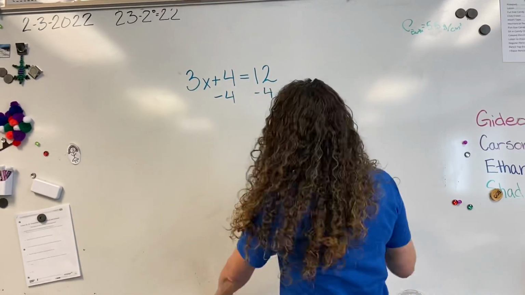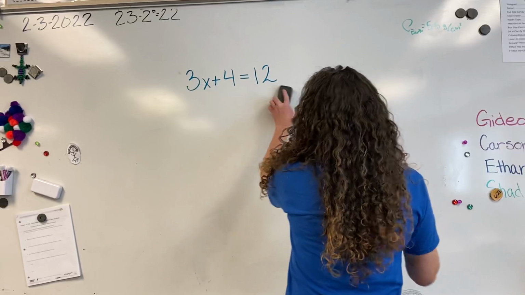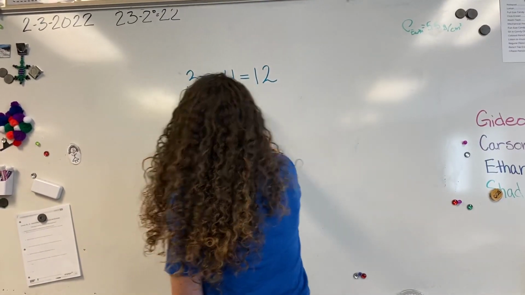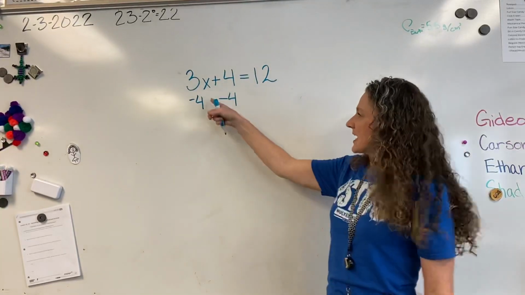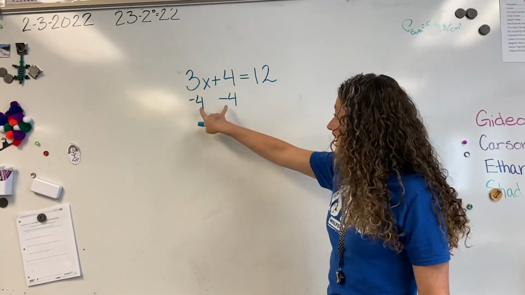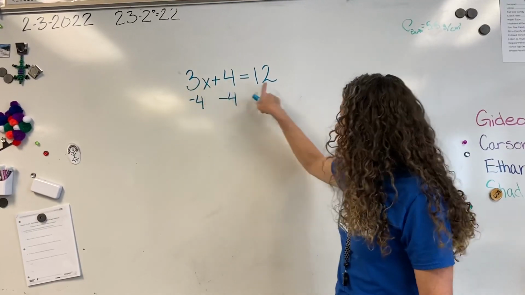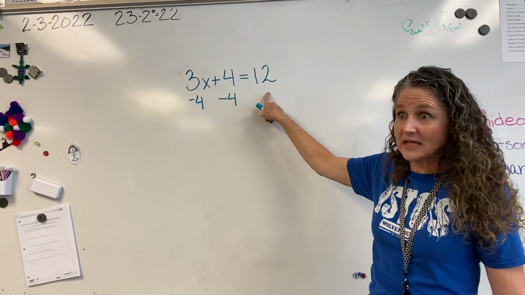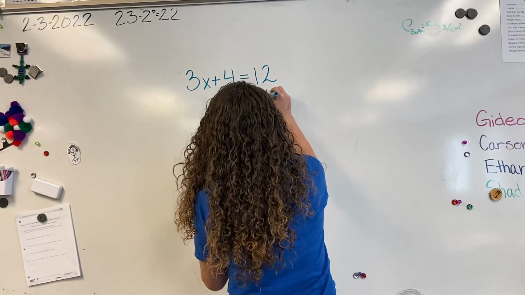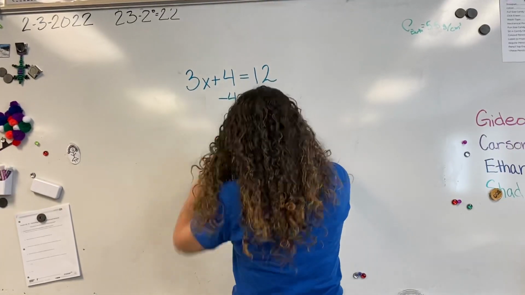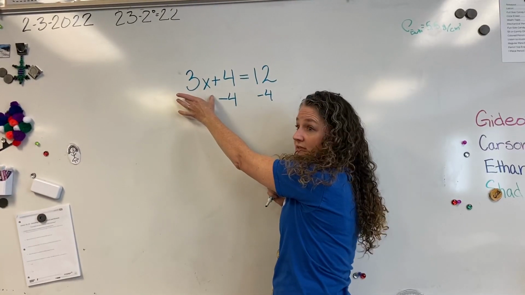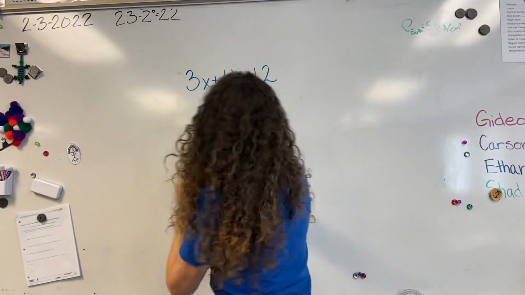Make sure, because I had one kid today try to do this. Minus 4 and minus 4. First of all, can I even take away 4 from 3x? No. And second of all, now I'm taking away 8 from this whole side, and am I taking anything away from this side? No. So make sure you're keeping track of where your equal sign is, and what's on either side of your equal sign. Well, is anything happening with this 3x? No. So I'm going to bring it down.